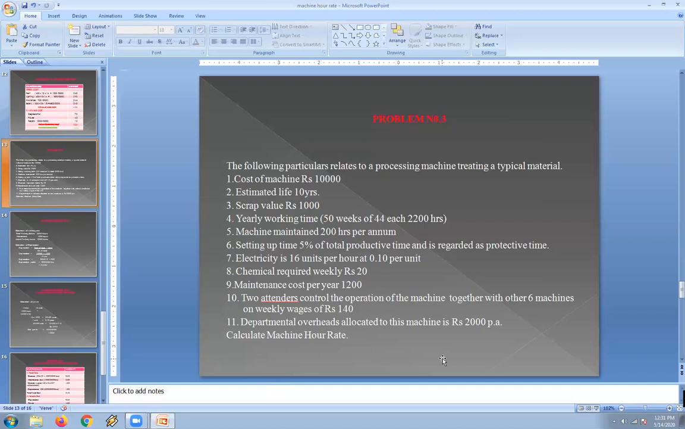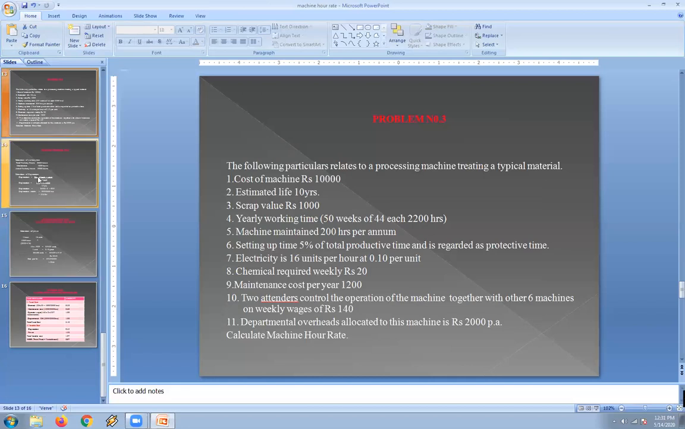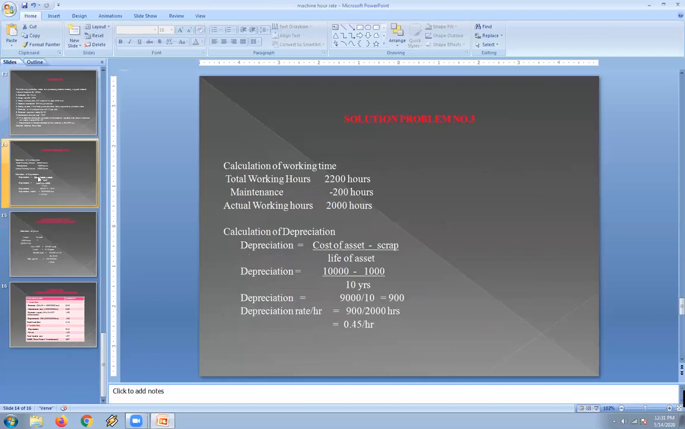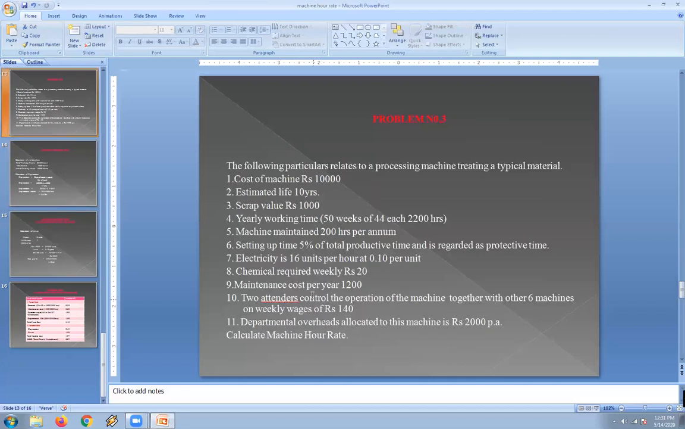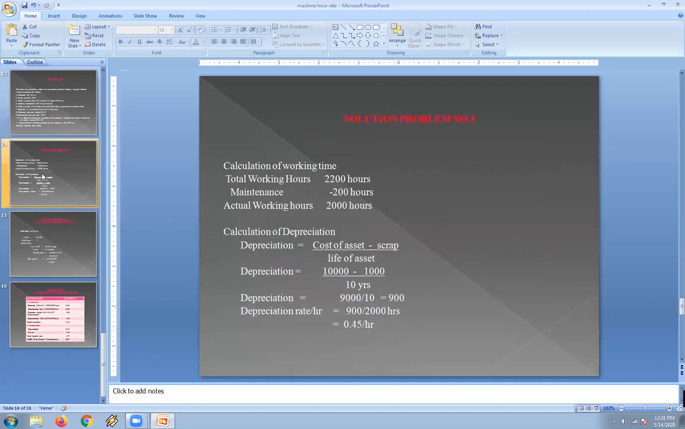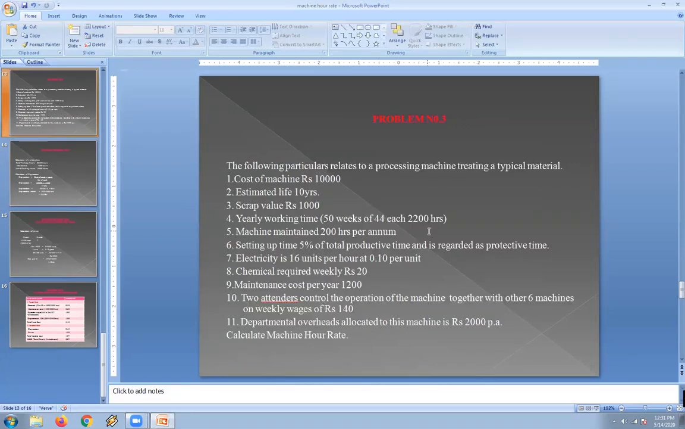Departmental overheads allocated to the machine is 2,000 per annum. Now we have to calculate the machine hour rate. Let us first calculate the total working hours, which they have not given. So the total working hours in the question is 2,200 hours.